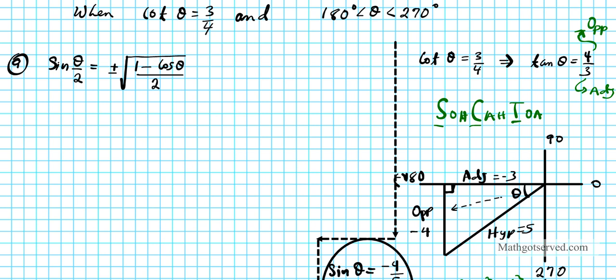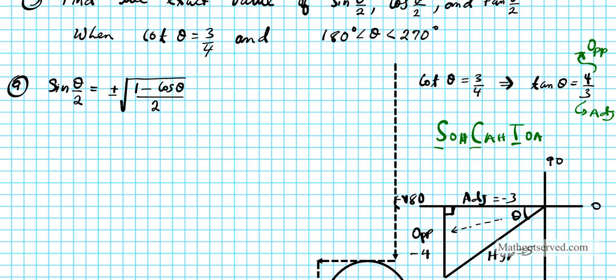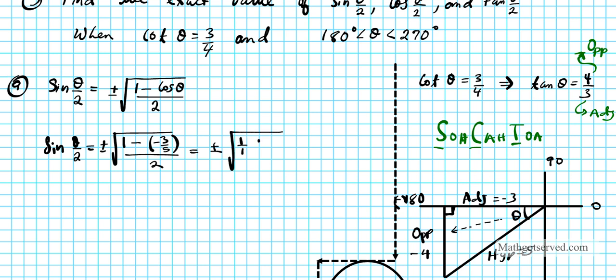We know that cosine is negative 3 over 5, so that's what I'm going to put in here. So we'll have sine theta over 2 equals plus or minus the square root of 1 minus negative 3 over 5, over 2, equals plus or minus the square root of 1 plus 3 over 5, over 2. Okay, we multiply this by 5 top and bottom. We'll have plus or minus the square root of 5 over 5 plus 3 over 5, over 2.